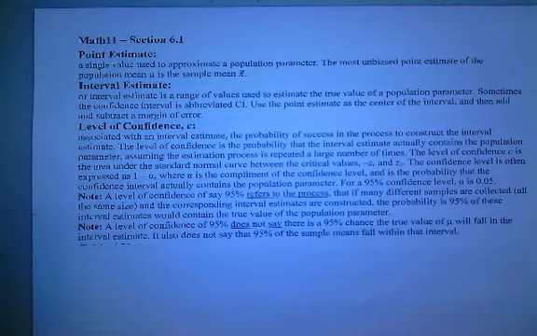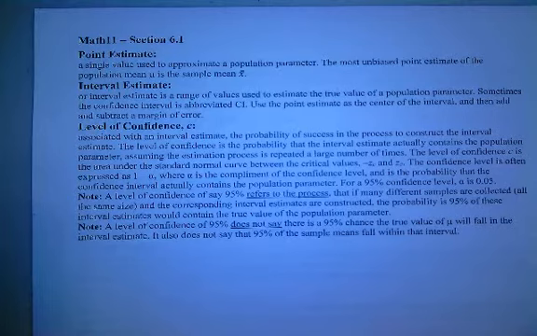Now, a couple of things to note here. A level of confidence of, say, 95% refers to the process, that if many different samples are collected, all the same size, and the corresponding interval estimates are constructed, the probability is 95% of these interval estimates would contain the true value of the population parameter. Also, a level of confidence of 95% does not say there is a 95% chance the true value of mu, since we're starting with the sample mean, will fall in the interval estimate. It also does not say that 95% of the sample means fall within that interval.